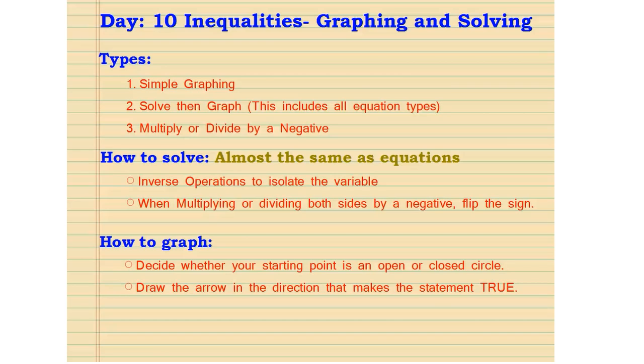First one is simple graphing. Second one is solve then graph. Third one is multiplying or dividing by a negative.